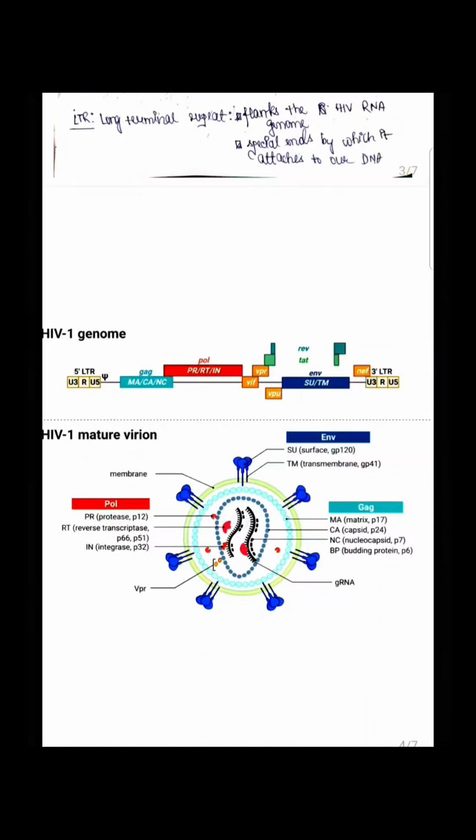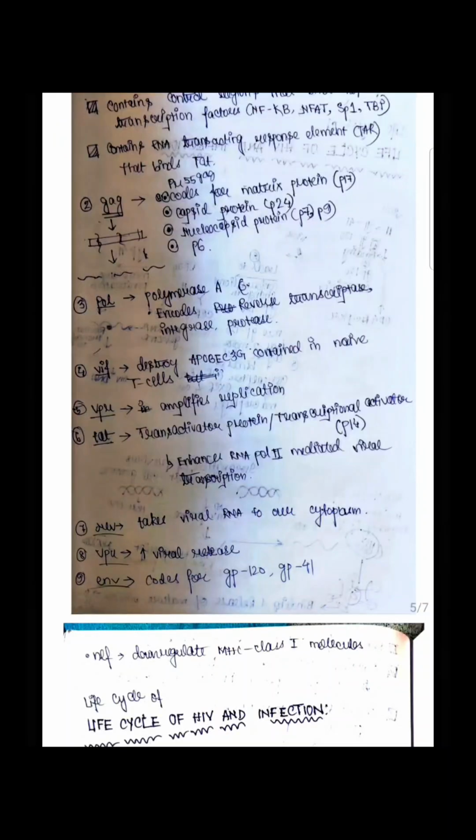Okay, so here we can also see this is the matrix protein P17, this is the capsid protein, the P24, and we also have the nucleocapsid protein, that is P7, and along with P7 and P9, we also have the budding protein, that is P6. So this is the role of the GAG gene. This is a very important gene to remember, this GAG gene, this POL gene, and along with that this ENV gene. But we will go one by one and look into the detail of every gene. But we should remember the GAG, the POL and the ENV, because it is important in lab diagnosis as well as in the treatment of HIV.